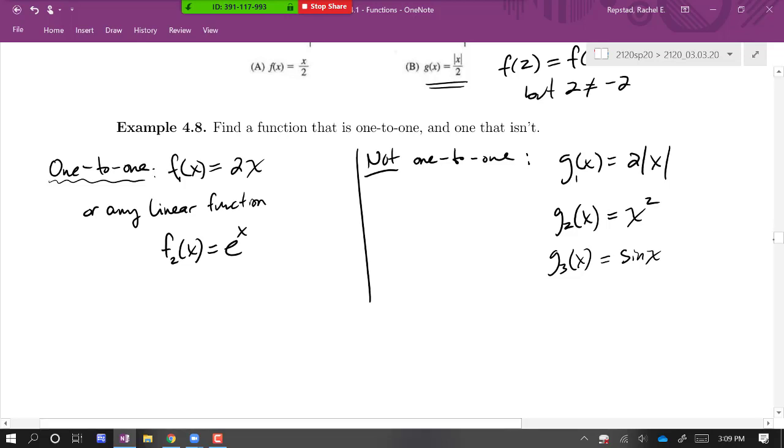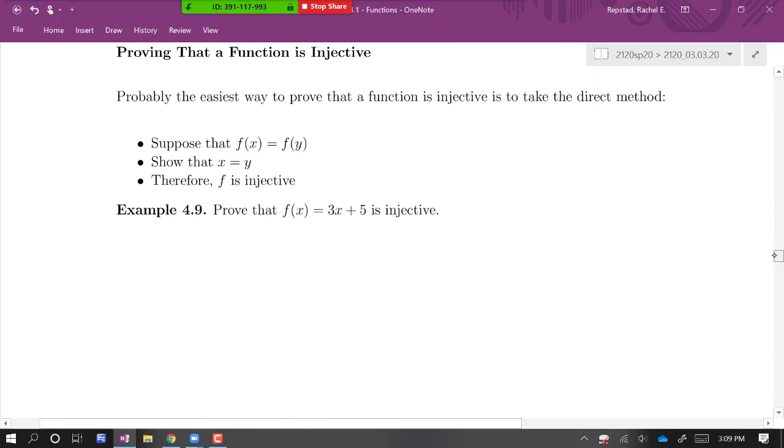We may occasionally be asked to prove that a function is injective. Proving that a function's not injective, remember, is simple. You just find a counterexample, an example of two different inputs that map to the same output. You might have to hunt around a little bit to find the counterexample, but then writing it up takes one line.